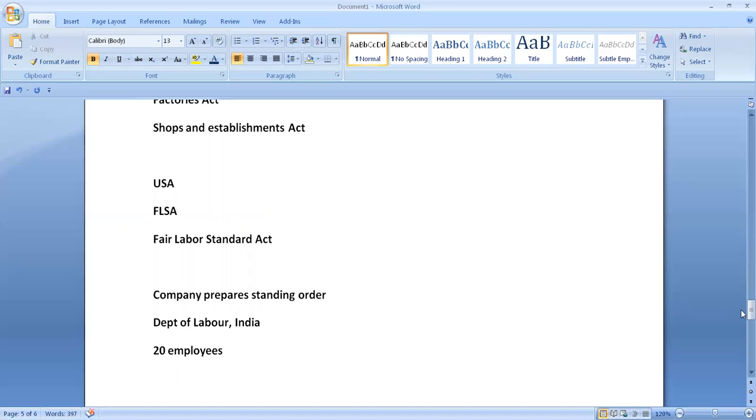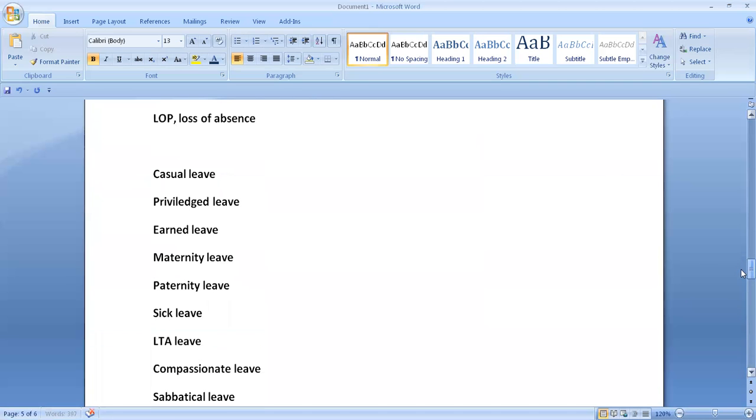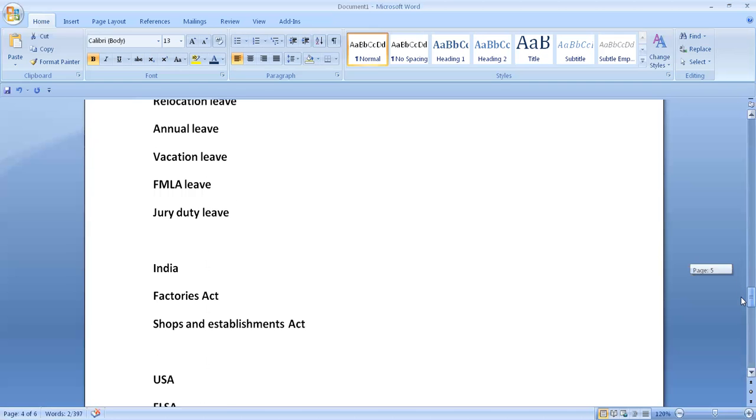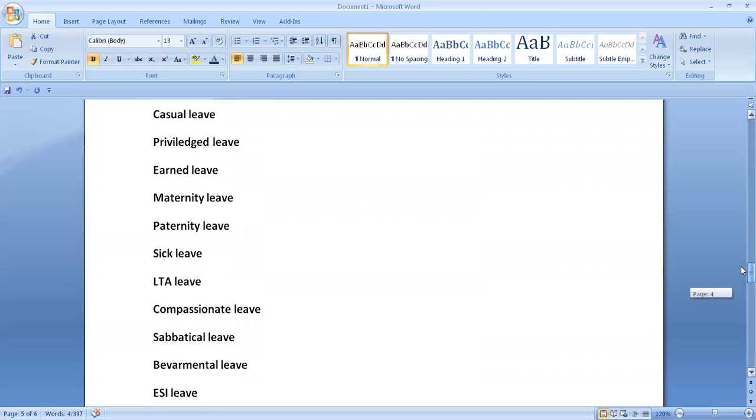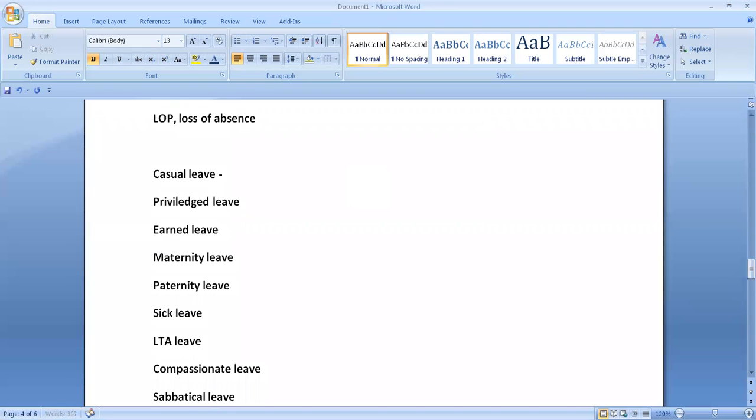Let's talk about casual leave. What is a casual leave? Casual leave is maintained by the Shops and Establishments Act as per the rules. Usually 7 to 12 days are declared as casual leaves, or you can call them CL. In company, they are called CL. Casual leave or CL.